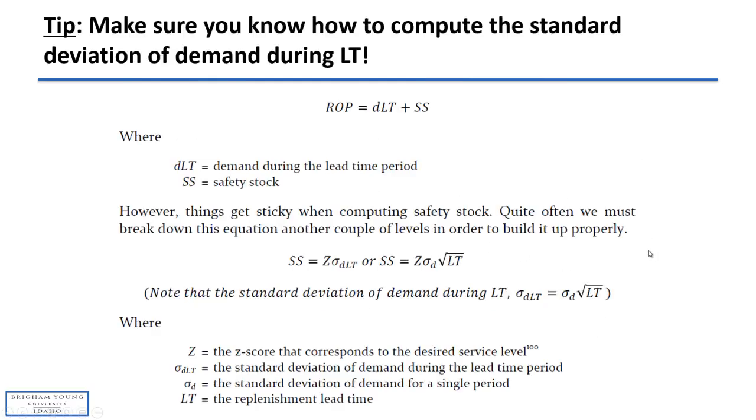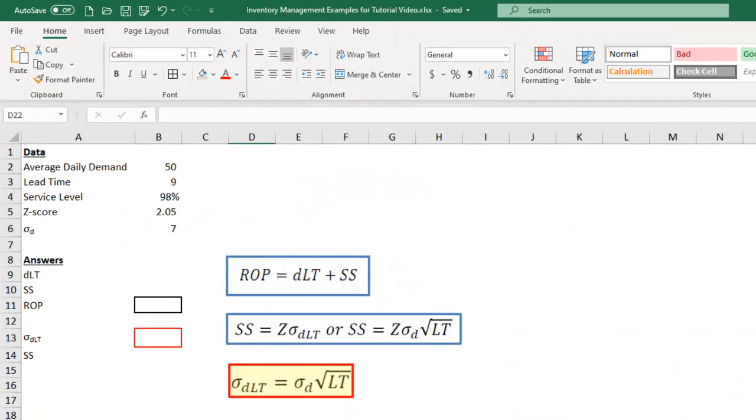Now, I want to give you one tip though. As you work on the reorder point problems, you may get asked in one of the homework problems to compute the standard deviation of demand during the lead time period. Very simply, the standard deviation of demand during the lead time period is equal to the standard deviation of demand times the square root of the lead time. Now we'll return to this as we work through the example from the textbook, and I'll show you how this works.